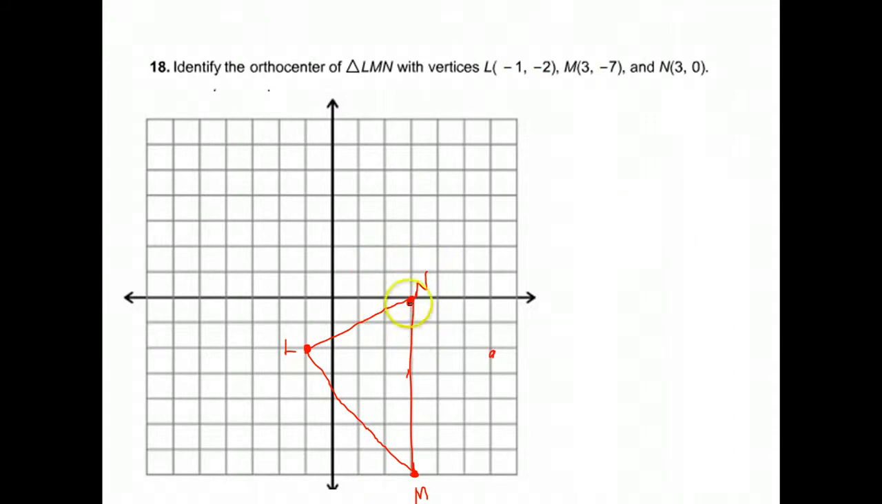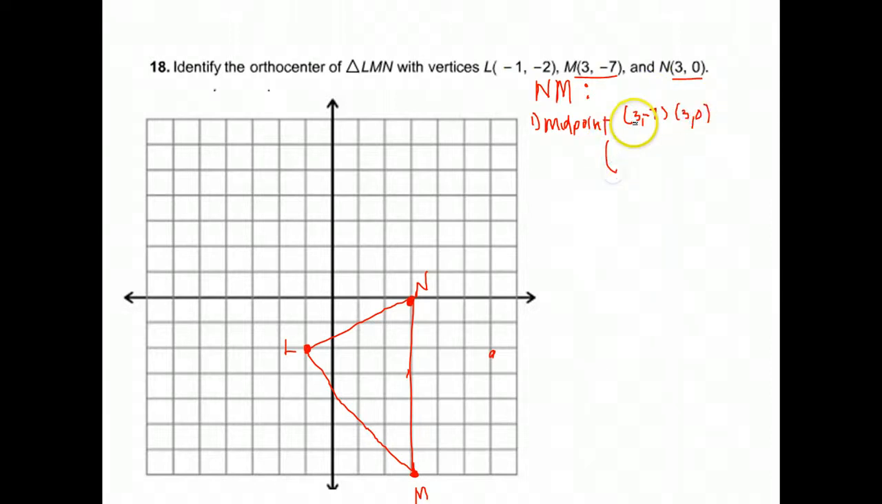So let's start with NM. It's actually going to be the simplest one to use. And again, we want to find the perpendicular bisector. So the first thing you have to do is find the midpoint. Okay, the middle of that line. Again, we're going from N to M. Okay, so we want the midpoint of 3, -7 and 3, 0.